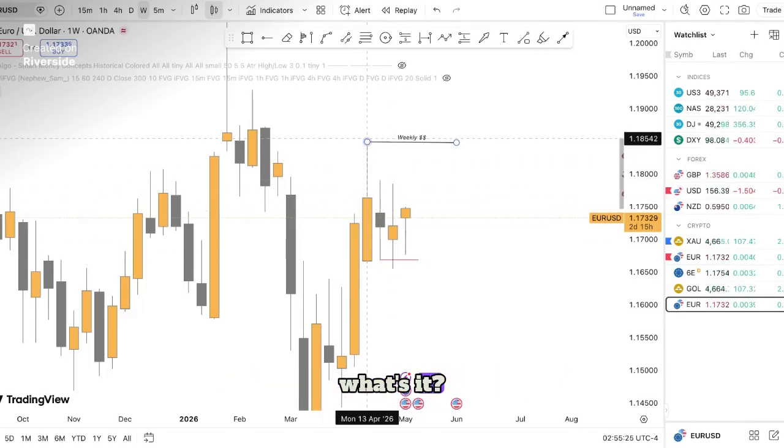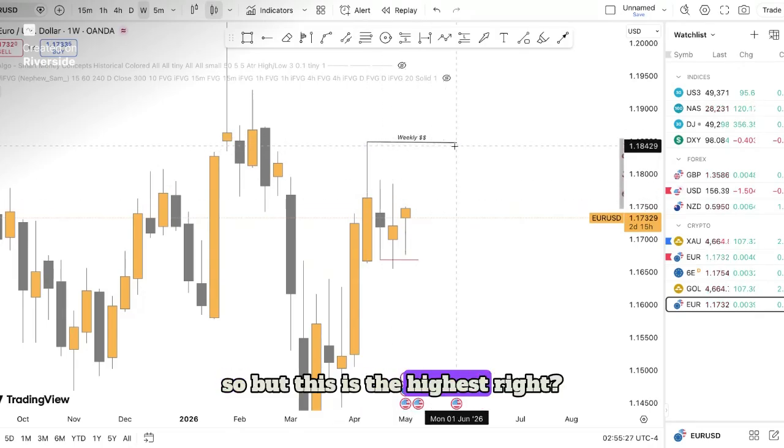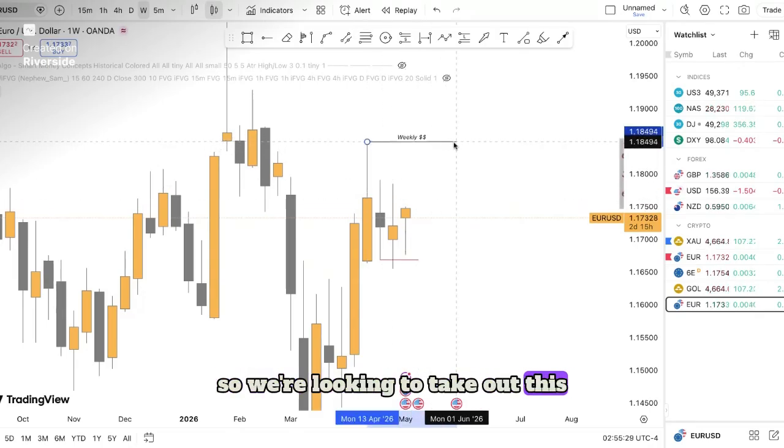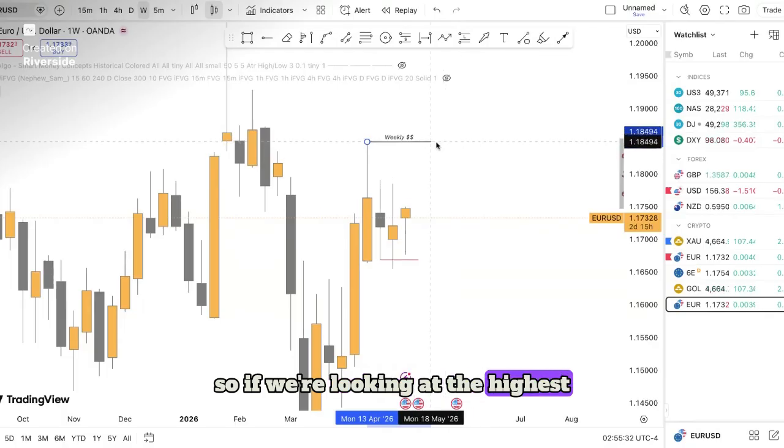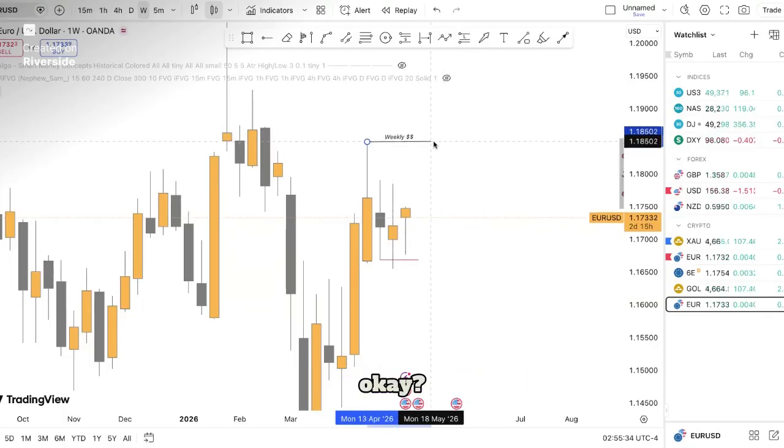I'm gonna go, what's it? So, but this is the highest, right? So we're looking to take out this liquidity. So if we're looking at the highest liquidity, this is it here, this one.